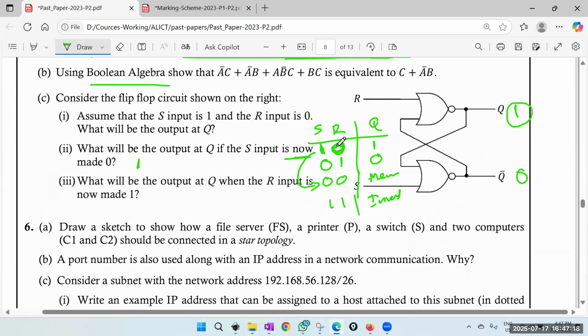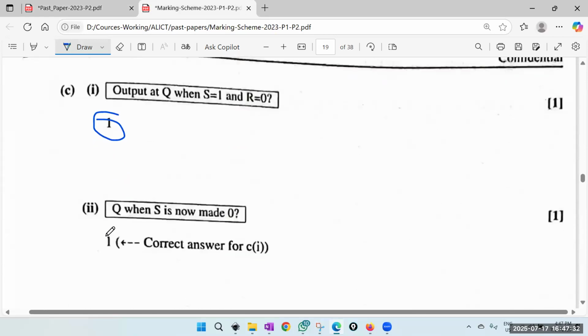Because now S input is made 0, R is anyway 0. So that means memory. So therefore Q is still 1. Q is 1, Q dash is 0. You see, still it is 1.